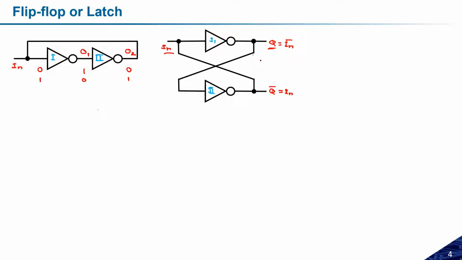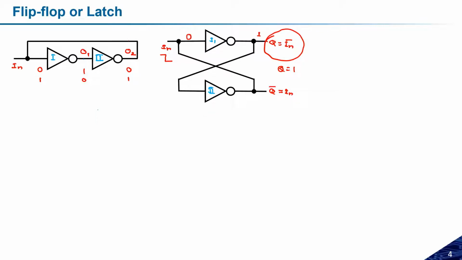So both the outputs are complementary in nature. If I am considering this as a reference output, suppose I have triggered this circuit with logic 0. I have provided 0 over here, so the output will be 1. So this Q will be logic 1, and we can say that this memory has stored logic 1.